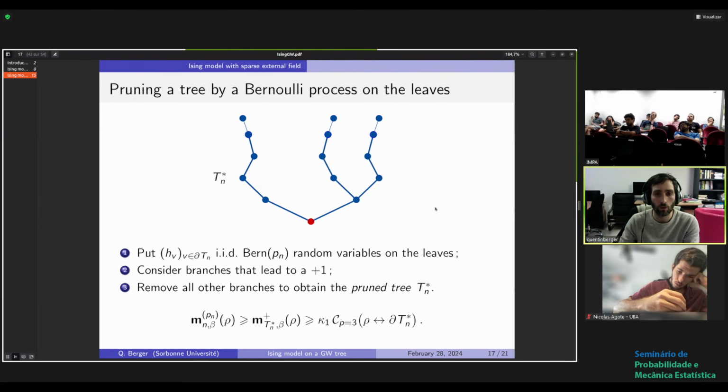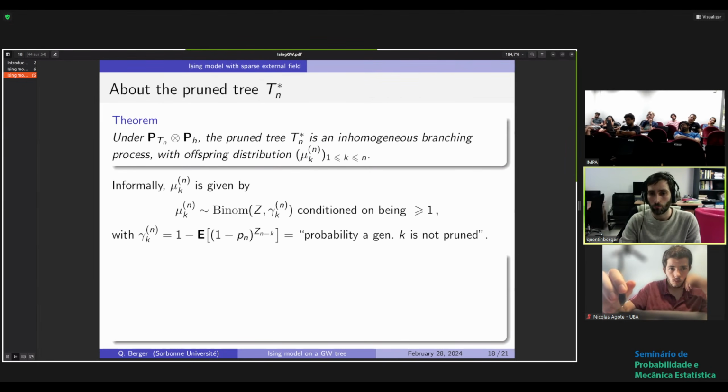Why is it larger than 1? Because if you are inside your tree Tn star, it means that you are coming from a leaf at the top which has a +1. So you need to have at least one child going up in that direction. And this probability gamma k here in the binomial is roughly the probability that an individual at generation k is not pruned. We have a fairly explicit expression of it, and you can study that expression.